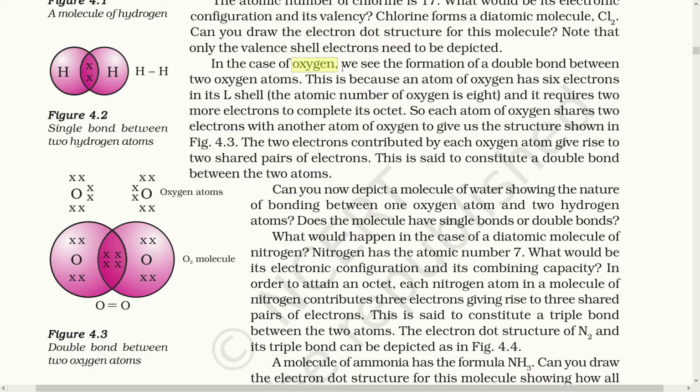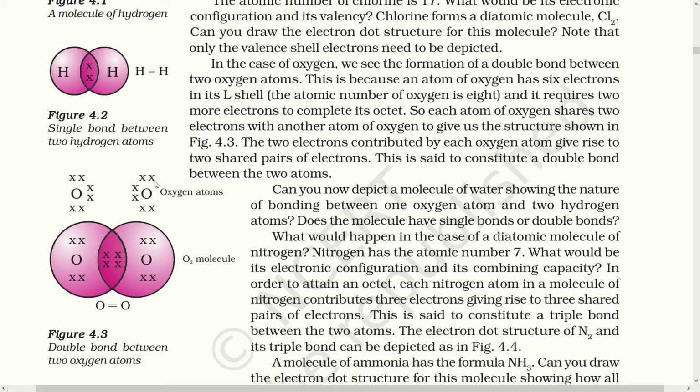Let's take the example of oxygen. We see the formation of a double bond between 2 oxygen atoms. As the atomic number of oxygen is 8, the outermost orbit contains 6 electrons, which means it needs 2 more electrons to complete a shell. Thus, atoms of oxygen share 2 electrons with another atom of oxygen to give the structure as shown in figure 4.3. Here you can see the outermost shell contains 6 electrons.